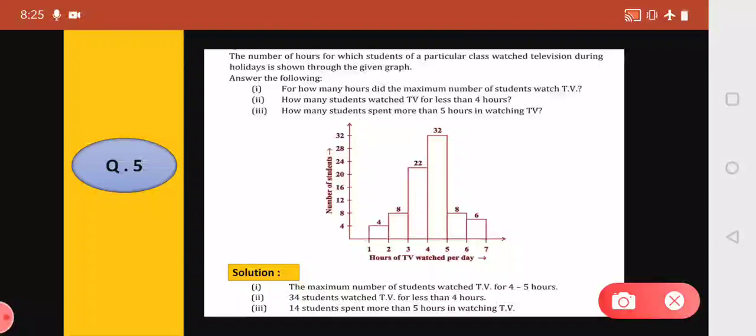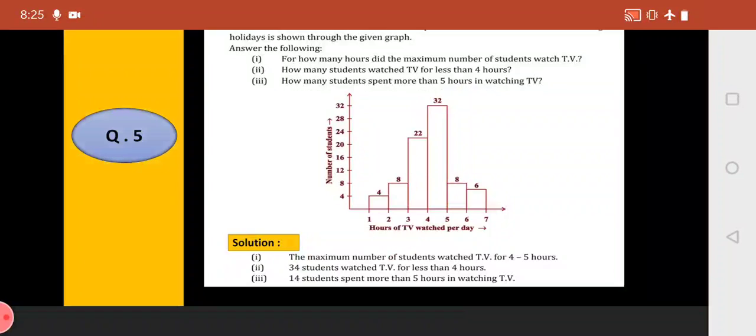So first question, for how many hours did the maximum number of students watch TV? The answer is the maximum number of students watch TV for 4 to 5 hours. You can see the highest frequency given, that is 32. Yes, 32 students watch TV for the class interval 4 to 5. This is the class interval given, 4 to 5. So we can write the maximum number of students watch TV for 4 to 5 hours.